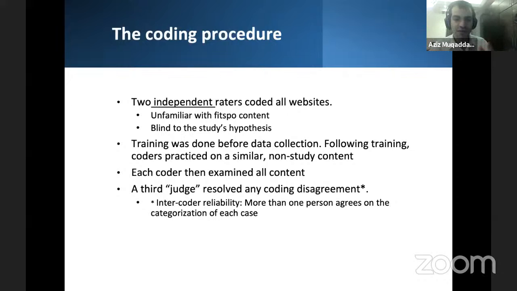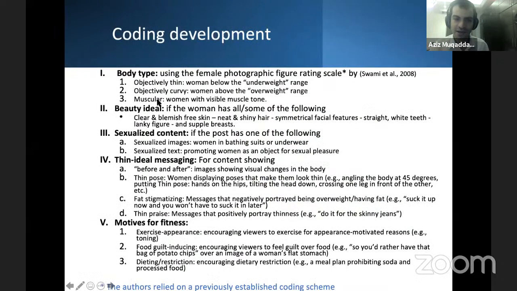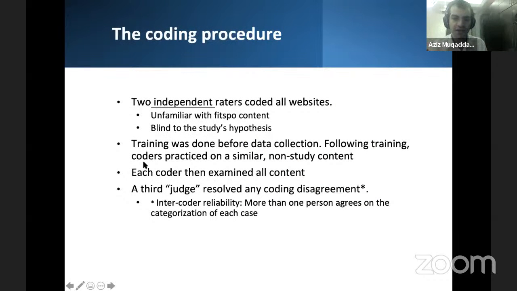Some disagreements might arise. So after the 2 coders finish, you have to have a third judge in order to see where they agreed or where they disagreed. So for example, right here, they disagreed about whether it is muscular or objectively thin. You have to have a third voice that says, okay, it's actually muscular or it's actually thin, to overrule one or the other.